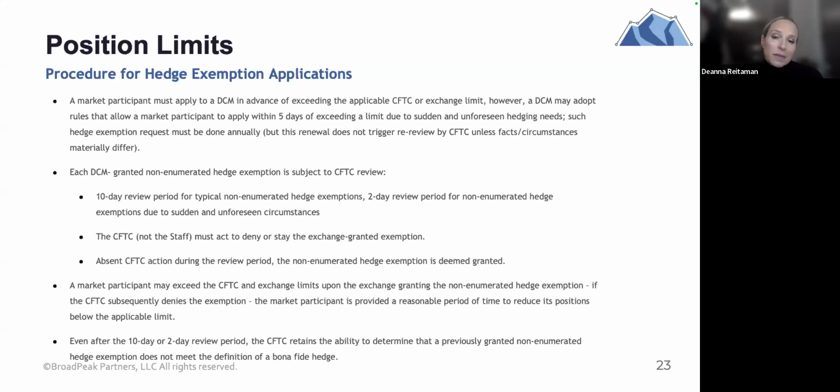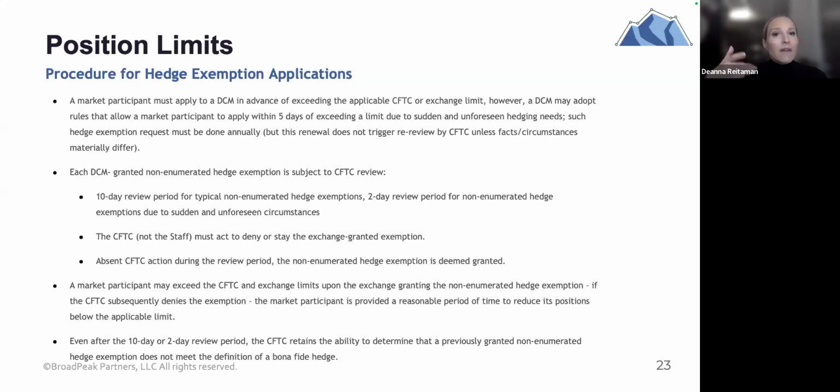That makes sense. But the exchanges, they live in commodities. I mean, I work and live and breathe commodities, right? Things change. So you can also apply within 5 days if you're going to exceed a limit due to some sort of sudden or unforeseen hedging need, right? Other than that, the hedge exemption requests have to be done annually. So every year you would apply ahead and then remember that you have this, oh my gosh, there's going to be a hurricane or whatever.